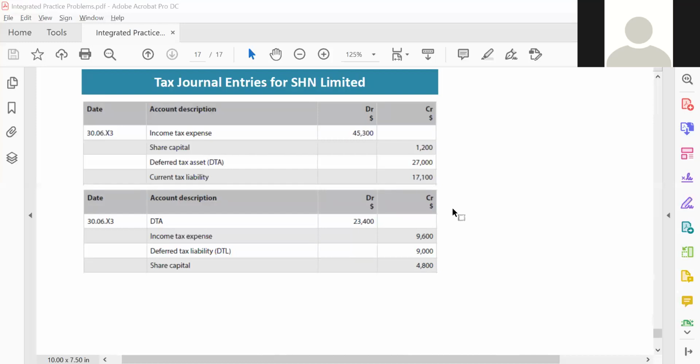So at year end, do we need to declare to the tax authority the current tax liability amount? At the end of each year, the company needs to prepare a tax return. And from that tax return, that is what ultimately gets paid to the tax authorities.